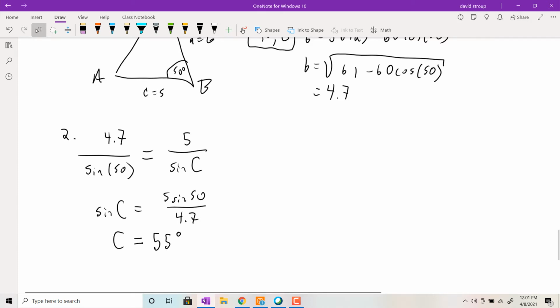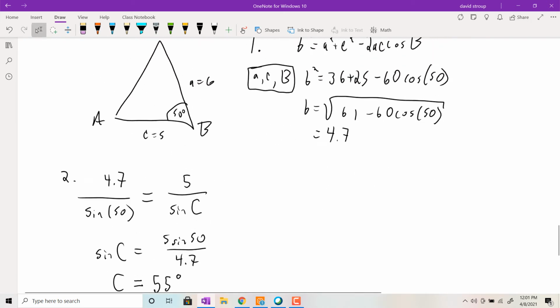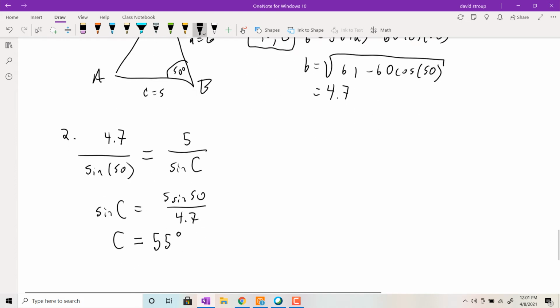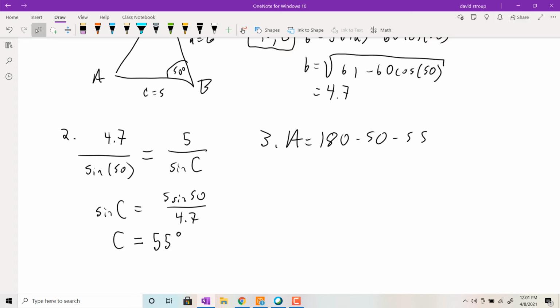Okay. Then you got some low-hanging fruit, right? If you need angle A, you just use the 180 formula. So A is 180 minus 50 minus 55, and that part's easy. Okay. So what is that? 75 degrees.